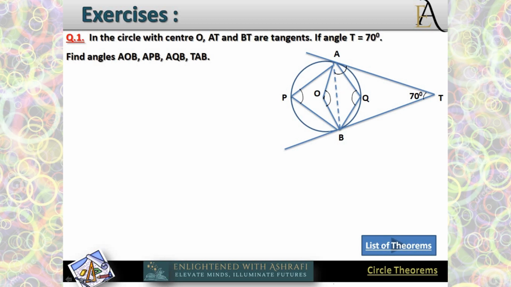From the diagram we can see that there are two tangents of a circle which are meeting at T. So we come to know that TA is equal to TB. Then OA and OB are radii, they are meeting a tangent, so this will become perpendicular.